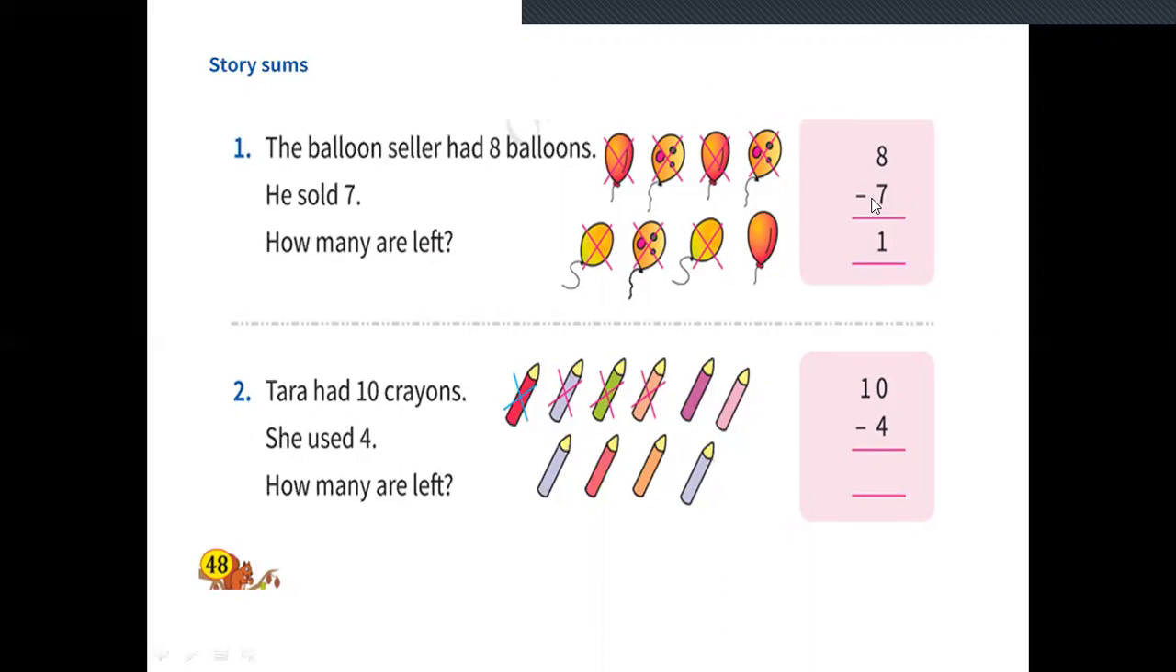8 balloons he had and 7 he had sold. So you are subtracting, and how many are left? 1 is left.